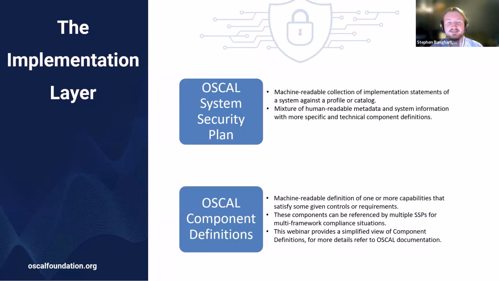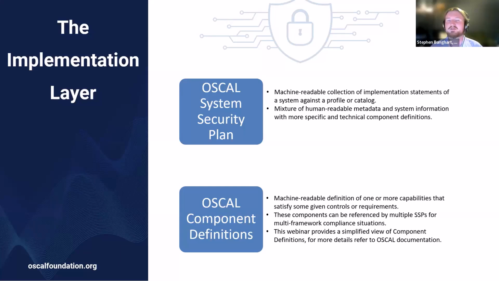There is a decoupling between system security plans and component definitions, and this is where some of the aforementioned complexity comes in that we're not going to be covering today. Component definitions are a way of defining the capabilities of your information system in a way that allows them to be referenced by multiple system security plans.